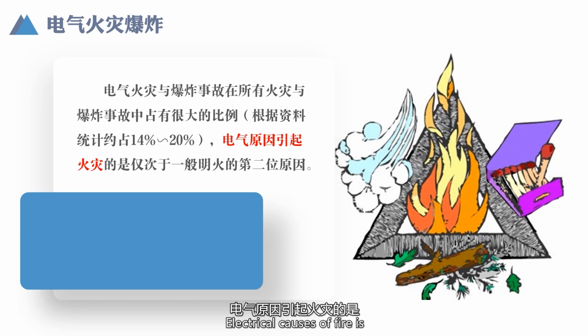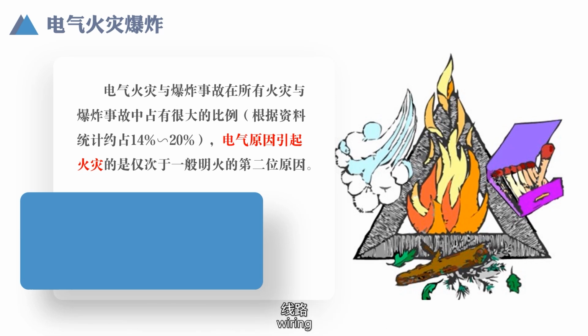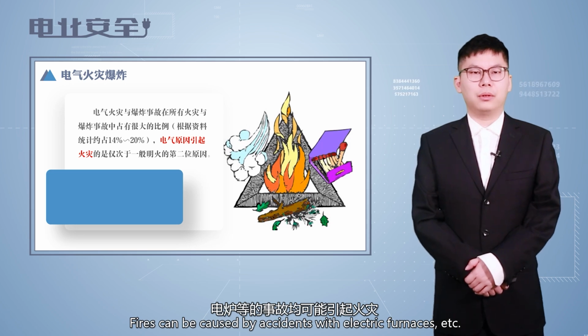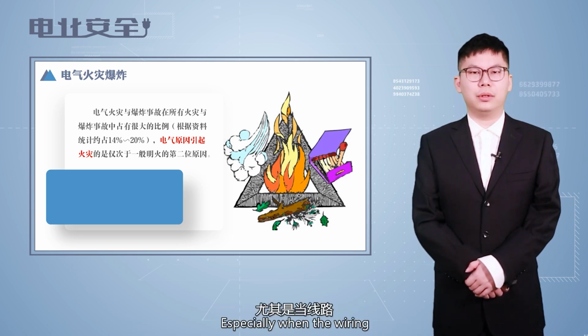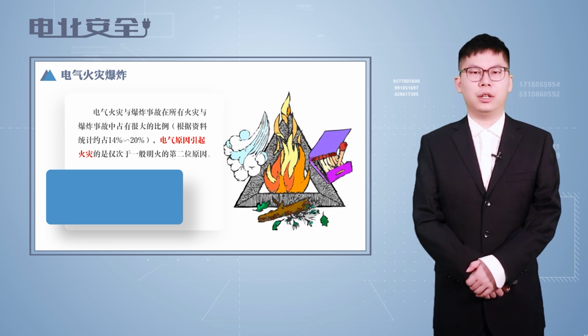Electrical causes of fire are second only to general open fire. The second cause is wiring, switches, sockets, lamps, and electrical motors. Fires can be caused by accidents with electrical furnaces, etc., especially when the wiring, electrical equipment, or electrical appliances are in contact or close to combustible materials. The risk of fire is greater.